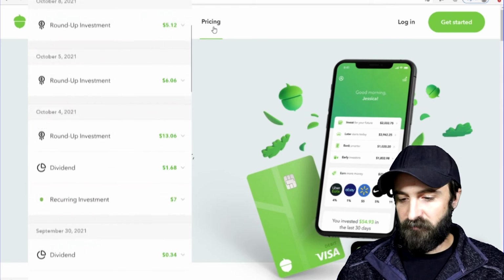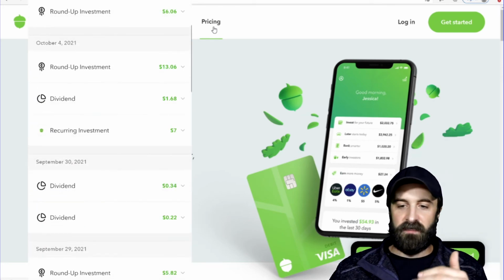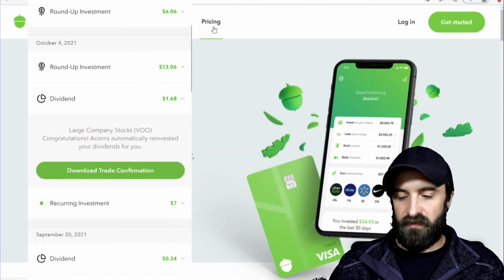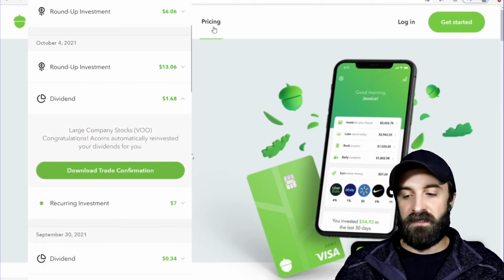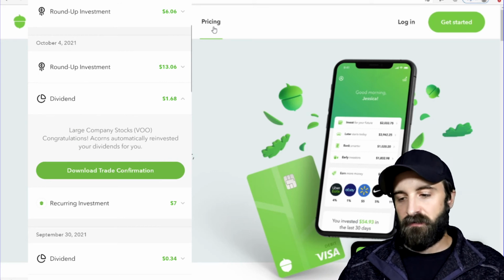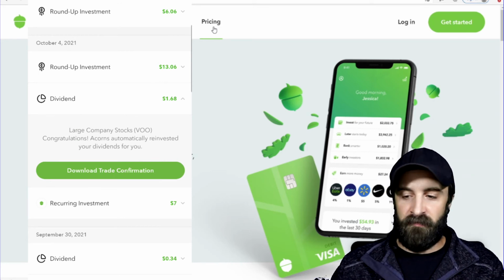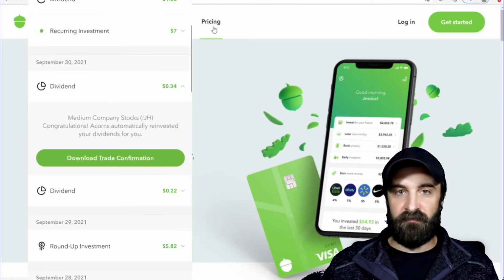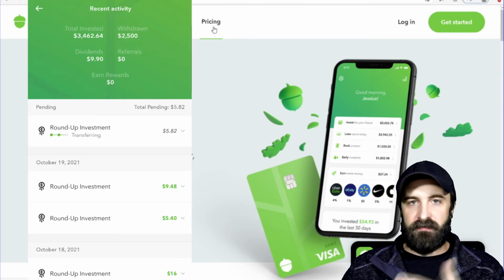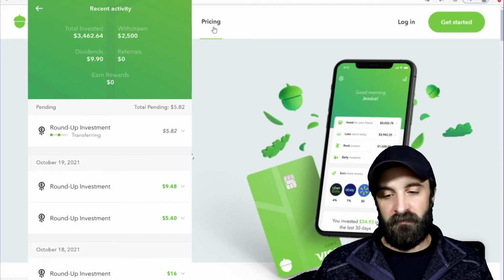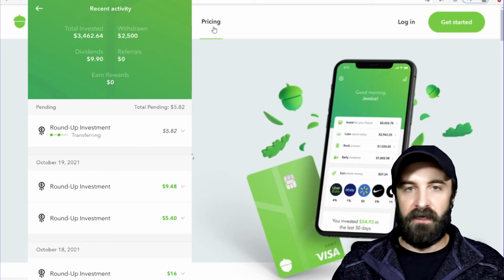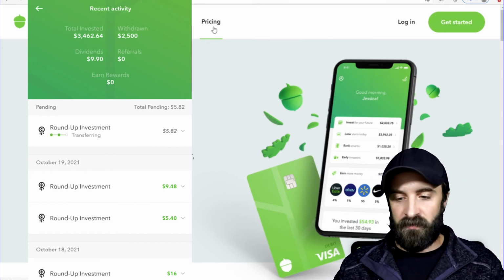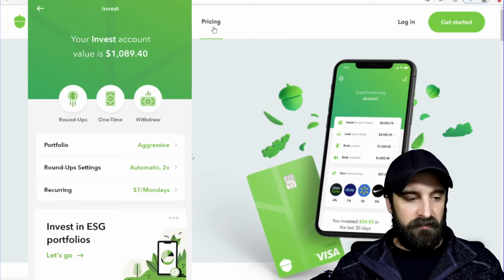So scrolling down a little bit farther here, this is kind of neat. So if we look at October 4th, we got a dividend payment of $1.68. So the dividend payment came from VOO, so this is the S&P 500 Vanguard Fund. So I got a $1.68 dividend payment from VOO, and then on the 30th, we got 34 cents from IJH, which is the medium company fund. So then up at the top here, it will show you how much you have invested, what your dividend payments are, any rewards that you got, referrals, because you can also refer people and you can get referral money, and then it just takes it and invests it. I think it's pretty cool.